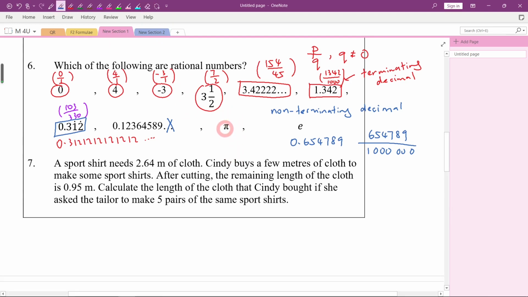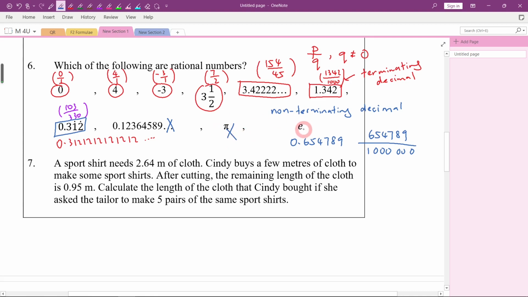It just continues infinitely, and you don't see any pattern keep on repeating. So this is a non-terminating decimal because it goes infinitely, and it's not a recurring decimal. You don't see any part that keeps on repeating. So in this situation, pi is not a rational number.